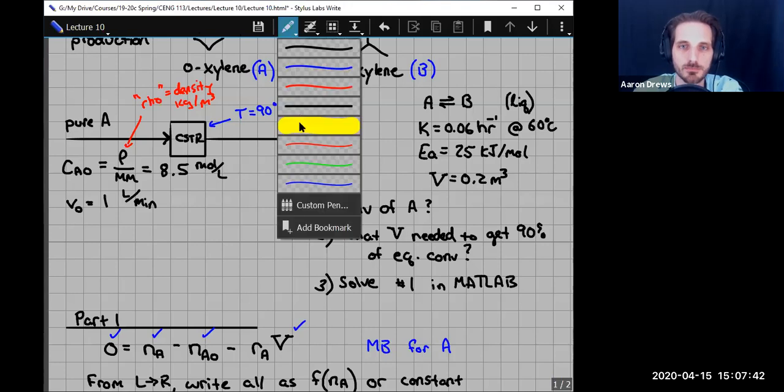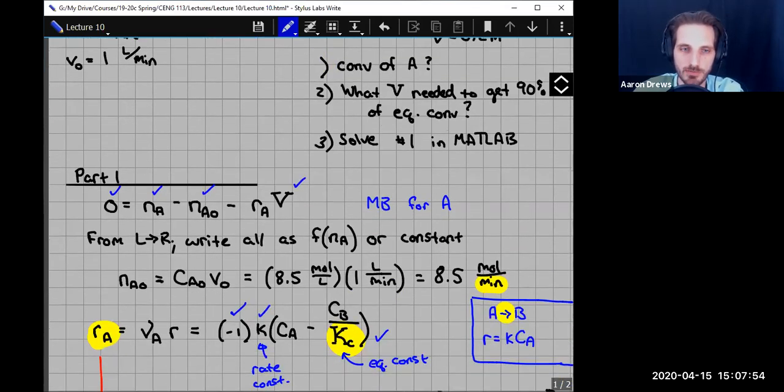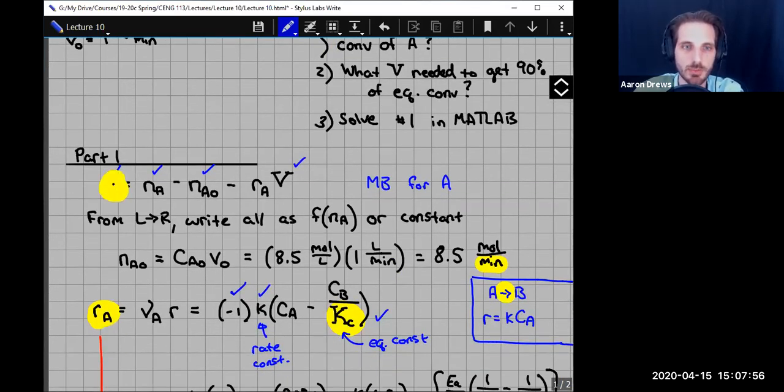Let's solve this one, the conversion of A under the normal circumstances with the 200-liter reactor, but let's do it in MATLAB. We're going to take the same general approach, right? The general approach is we want to be able to solve the material balance, and we're going to try to solve it for n sub A.